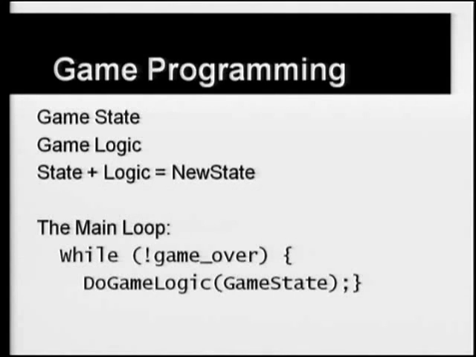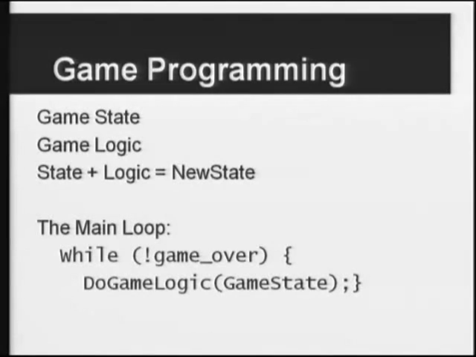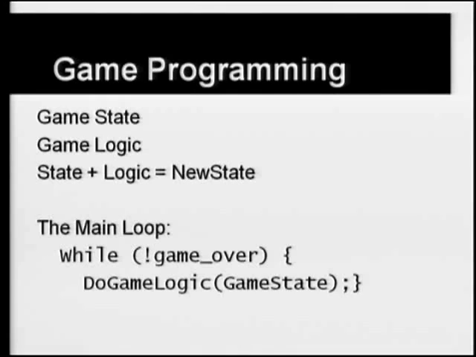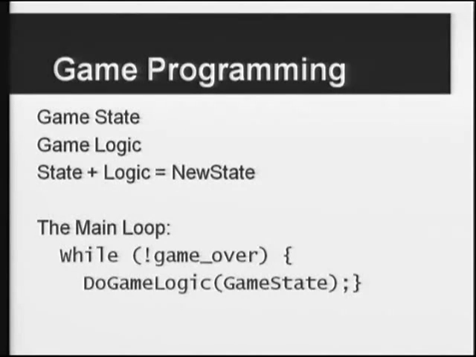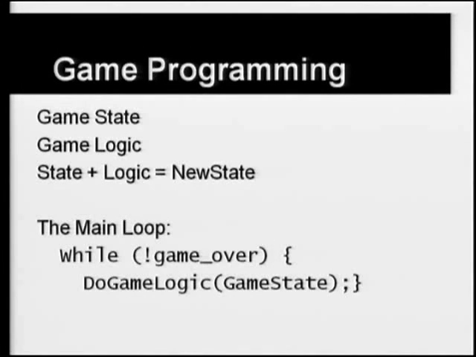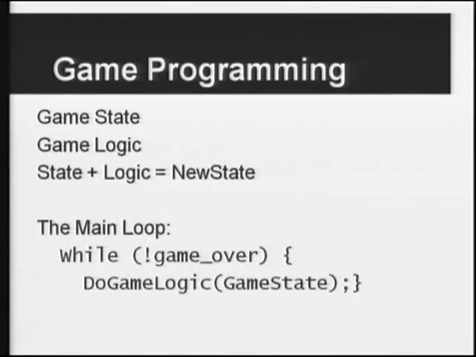So I want to give a brief overview of what a game program looks like. This is probably typical, I don't know if it's universal, but usually a game program consists of a current game state, which is all the data that represents the state of the game: what the score is, where your player is on the screen, what your inventory is, all that kind of information. And then you have game logic, which is the rules of the game, the rules that the program operates by to update that game state each fraction of a second.